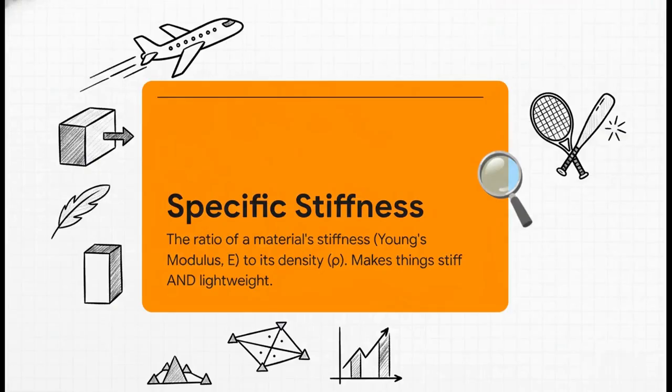Now, to compare materials apples to apples, engineers use concepts like specific stiffness. See, it's not just about finding the stiffest material or the lightest one. It's about finding the one that gives you the most stiffness for the least amount of weight. That stiffness part is measured by something called Young's modulus. It's basically just a number telling you how much a material hates being bent or stretched. Getting this ratio right is an absolute game changer for everything from airplanes to tennis rackets.